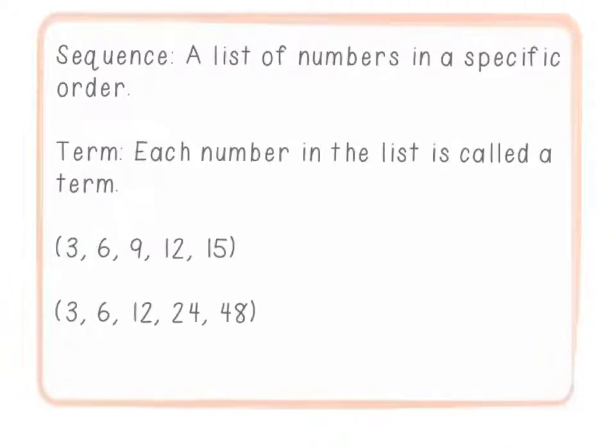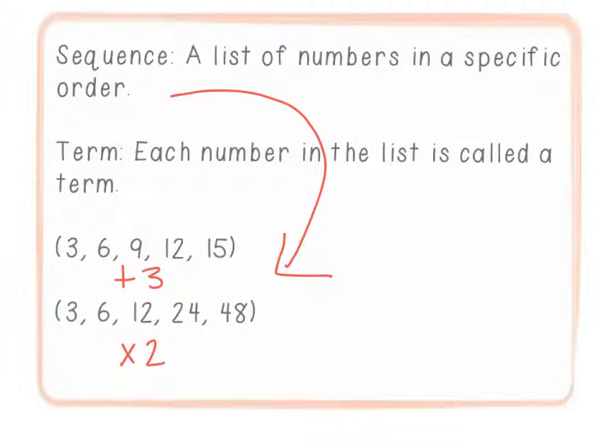So a sequence is a list of numbers in a specific order. Below here, I'm going to draw an arrow through both of these. Both of these are sequences because each is a list of numbers in a specific order. So 3, 6, 9, 12, 15. We're just adding 3 each time. And then there's 3, 6, 12, 24, 48. And those are just getting doubled, or times 2, each time.